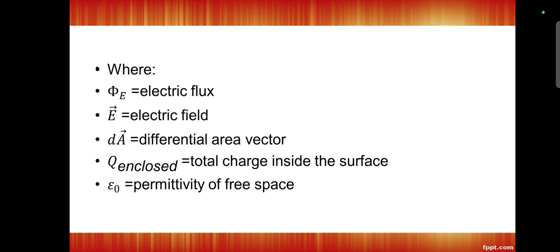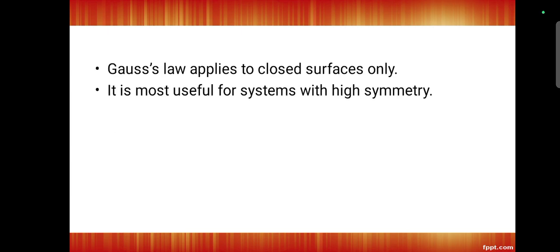Phi is the electric flux, E is the electric field, and dA is the differential area vector quantity. Q enclosed is the total charge inside the surface, and epsilon naught is the permittivity of free space. Gauss law applies to closed surfaces only. That is why the formula has a circle in the middle of the integral, representing a closed integral. It is most useful in systems with high symmetry.